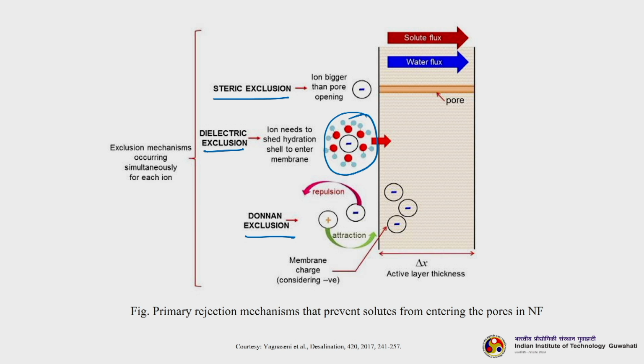Then your Donnan exclusion. Here the repulsion and expulsion happen due to the positively or negatively charged ions. Considering the membrane charge to be negative, we will see how the repulsion is happening. This particular figure tells us the rejection mechanism of the charged solutes on the nanofiltration membrane.